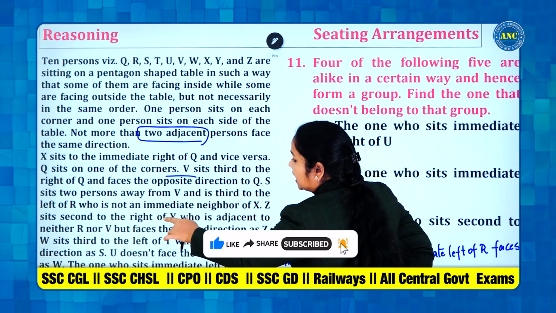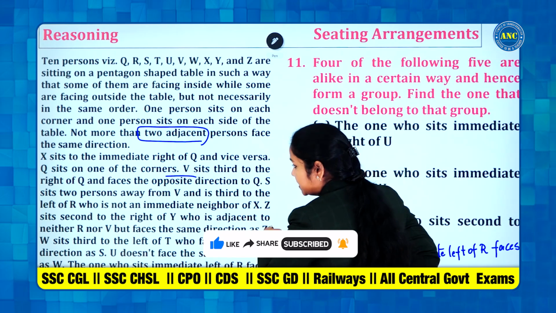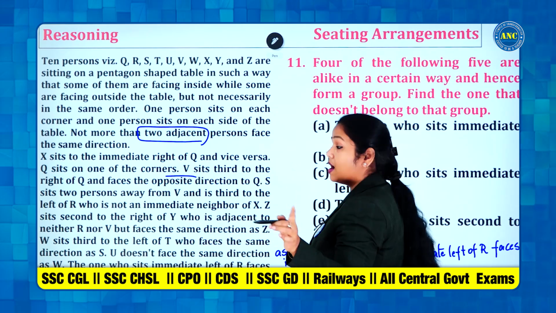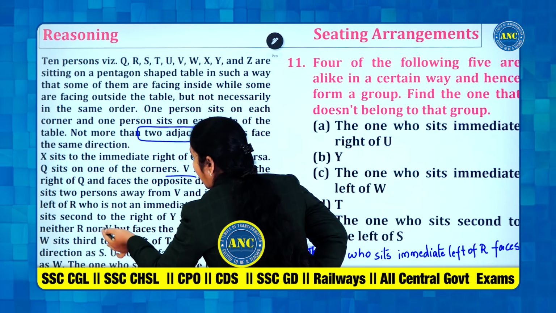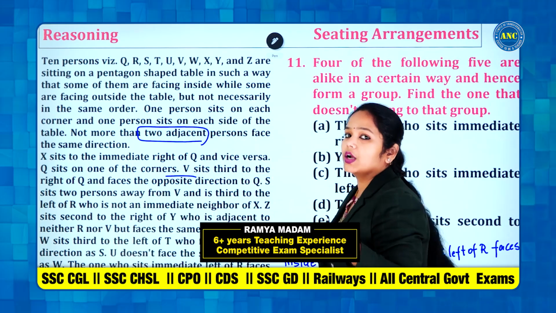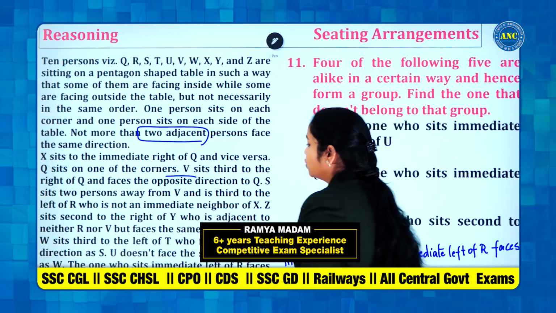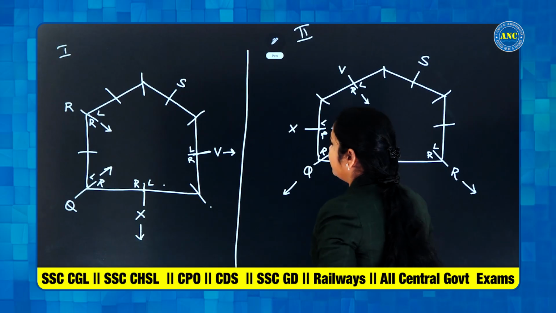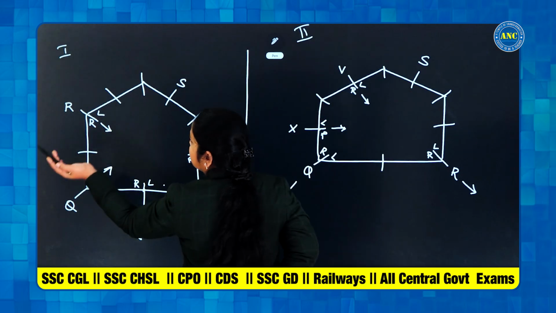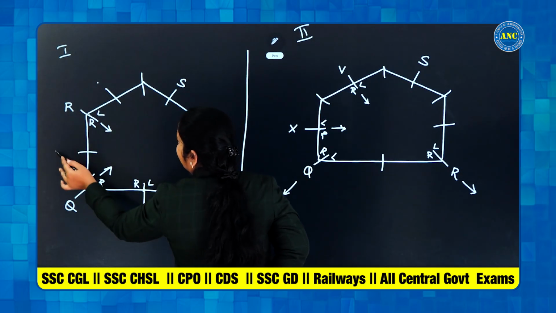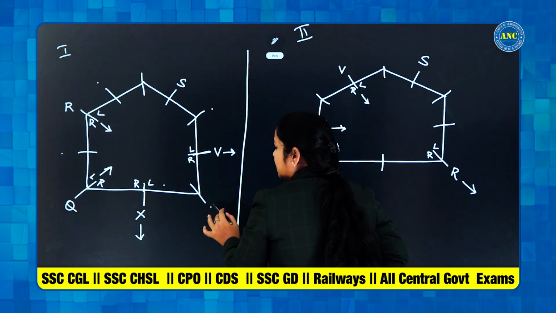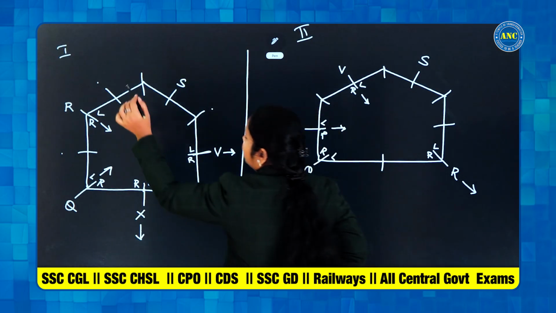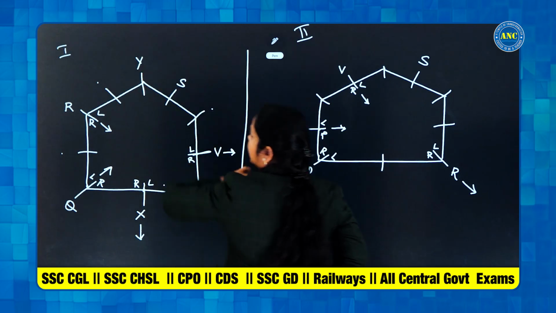Next, Z sits second to right of Y, who is adjacent to neither R nor V. First of all, Y is not adjacent to R and V. Neither nor means not. So, Y is not adjacent to R and V. Where I can take my Y? Y is not adjacent to R, so I can't take Y here, I can't take Y here. It's not adjacent to V. So, only one place is left. Y I can take here.